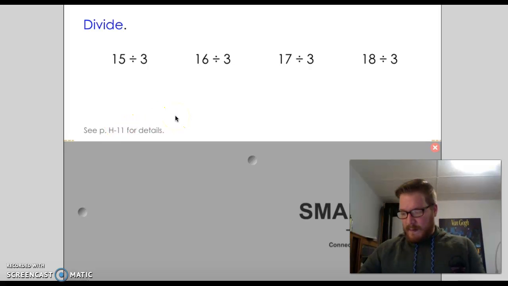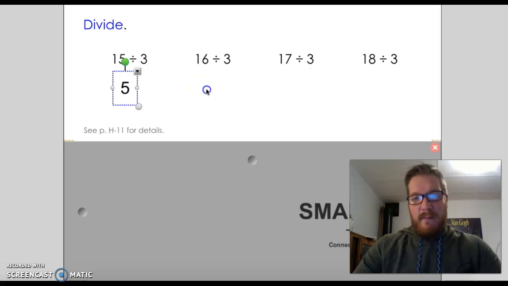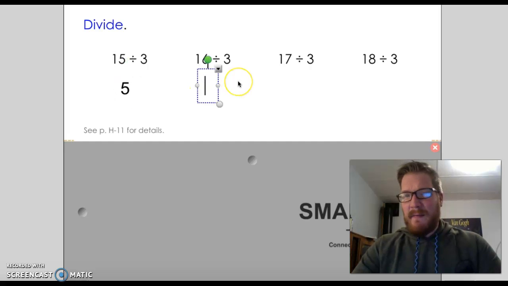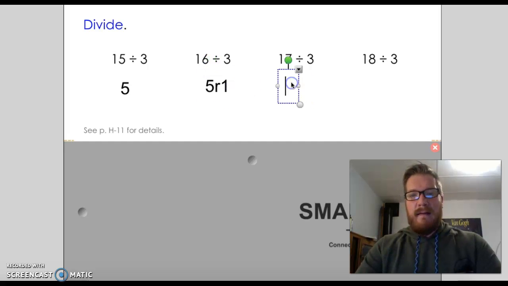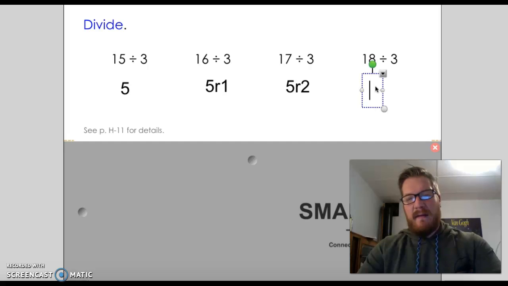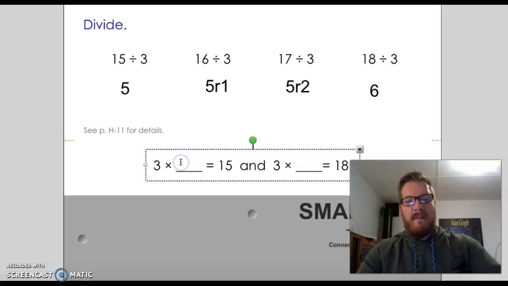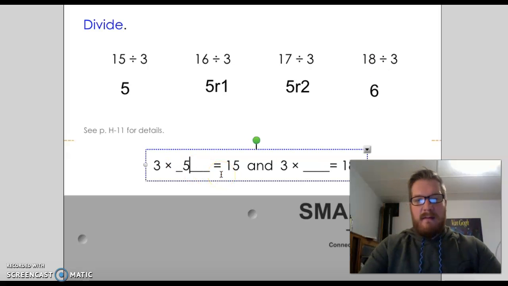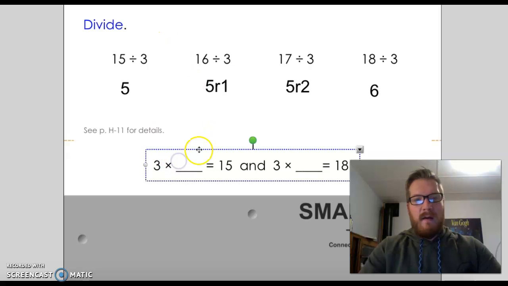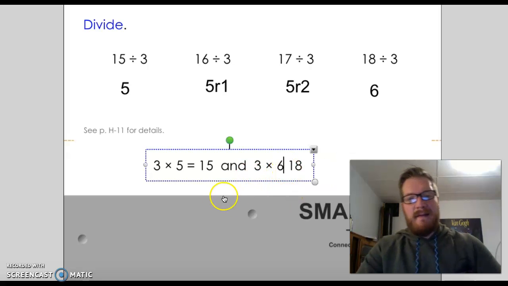First thing that we're going to do is use some division just to check for some factors. So if we have 15 divided by 3, that's 5. So 3 and 5 are both factors of 15. 16 divided by 3, well, that's going to be 5 remainder 1. 17 divided by 3 is going to be 5 remainder 2. And then 18 divided by 3 is going to be 6. So we have here 3 times 5 is 15, and then 3 times 6 is 18.